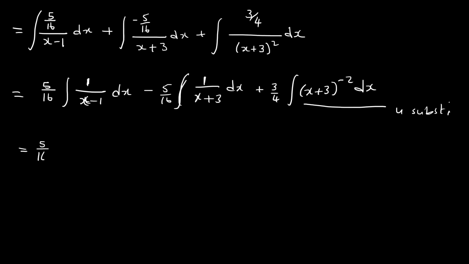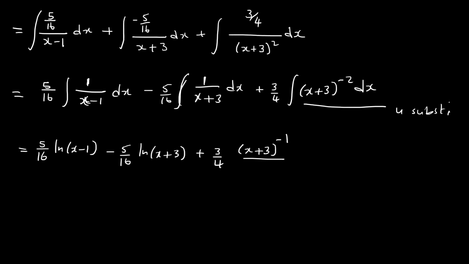So the first one, let's apply our ln. We have 5 over 16 ln of x minus 1. The next one, we have 5 over 16 ln of x plus 3. The last one, we have 3 over 4. This is not ln, it's u. We are going to add 1 to the exponent. So I'll have x plus 3 exponent minus 1, then divide by the new exponent, which is minus 1, plus c. That's your answer then. You can simplify if you want, make that negative 3 over 4 times x plus 3 exponent minus 1, but that's your answer.